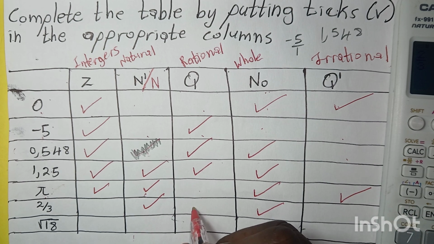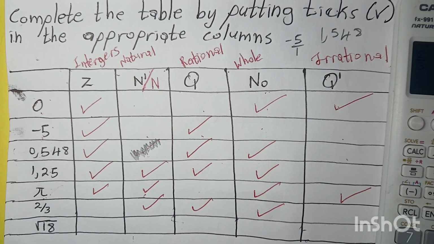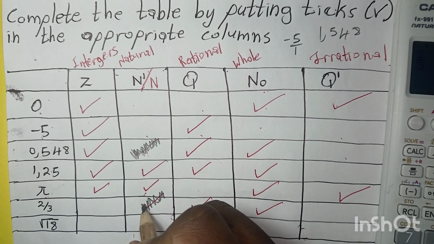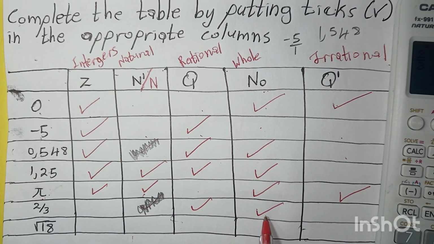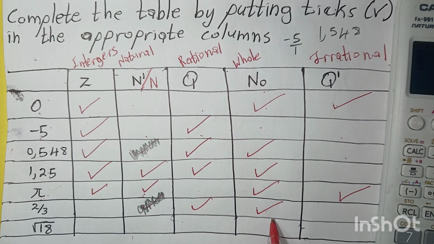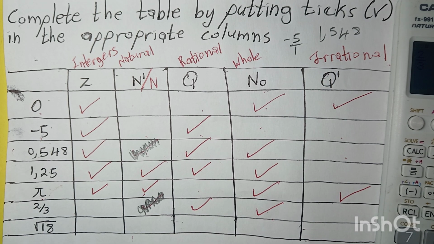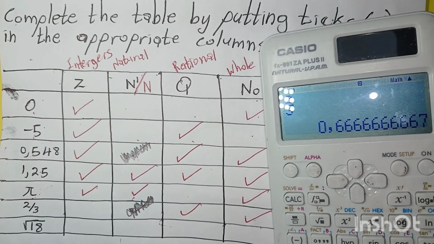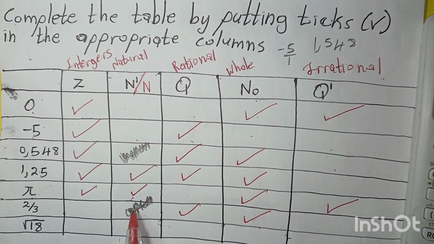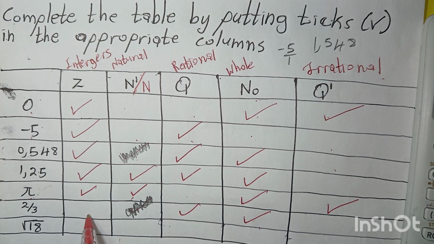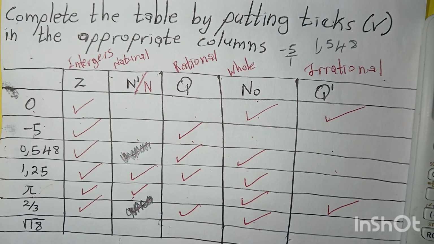Do you see? Oh, here I was supposed to tick here. I ticked on the wrong place. Yeah, I was supposed to tick here. So this thing is a whole number because it is above 0. It starts from 0 until this value. So here you can't say it is a natural number. Remember, natural numbers must be above 1. Do you understand? So here you can tell it is also an integer.